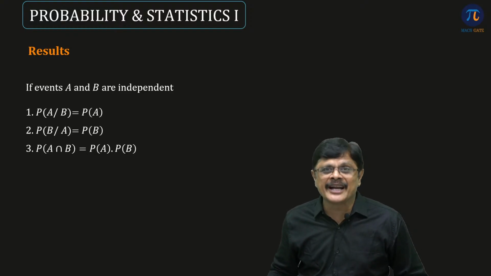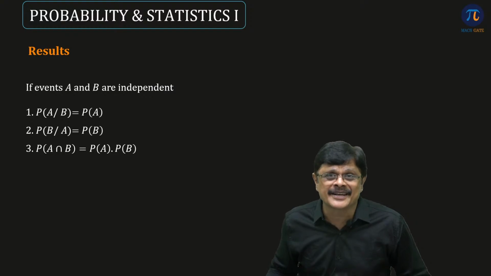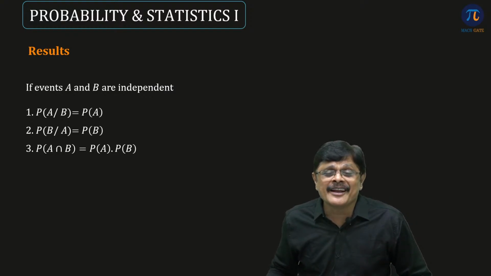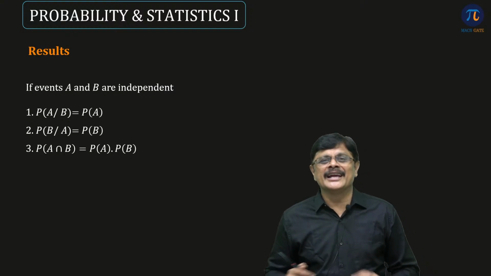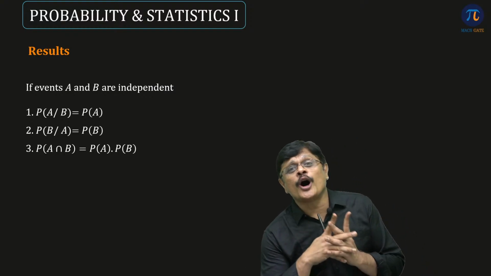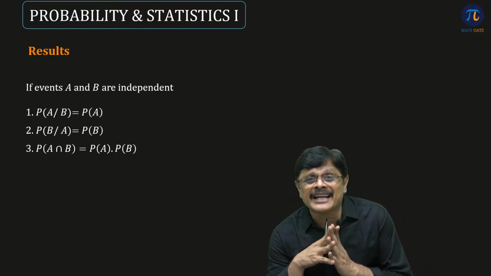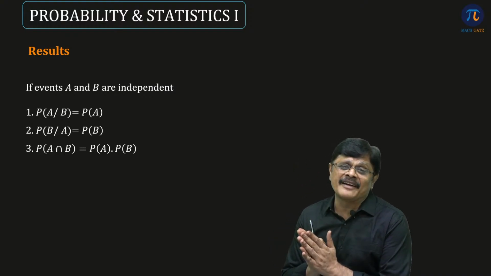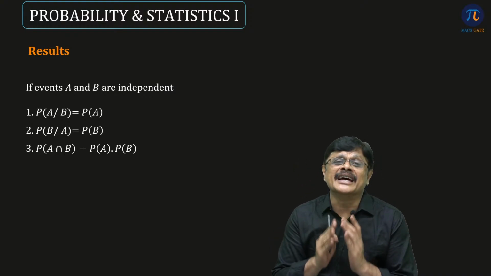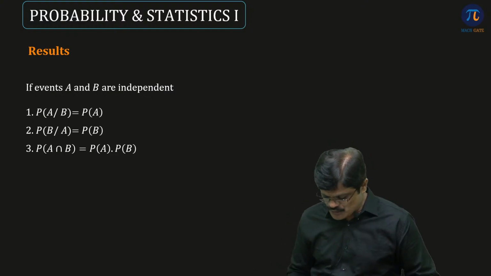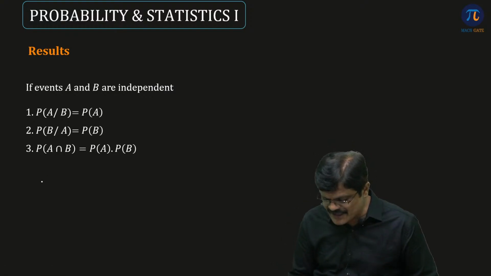See, if A, B are independent, not only A, B, even their complements are also independent. That is, happening or non-happening of one event does not affect happening or non-happening of the other event. Then the events are said to be independent. So what is the definition of independent events?